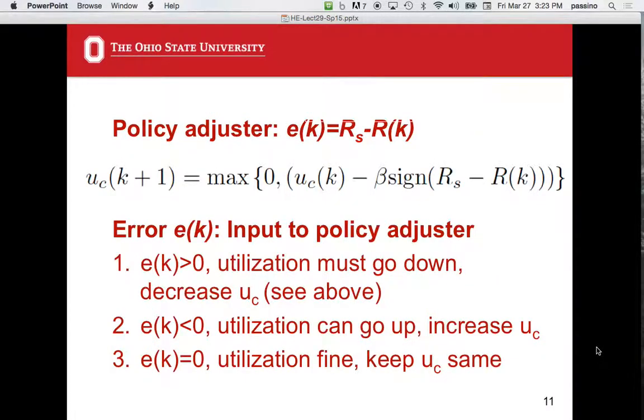So here's my proposed controller. I take E, it's RS minus RK, and I define the next step, UC(K+1), to be this. Well, okay, the first thing is I take the max with zero. Well, big deal, ignore that. All that does is make sure I don't move UC below zero. Obviously, I can't do that. Now, ignoring the bracket, UC(K+1) is, well, UCK. I'm going to leave it the same, except I'm going to modify it by some increment. And what I modify it by is beta times the sine of RS minus RK. Now this is very, very simple. This is the first thing you try, okay?